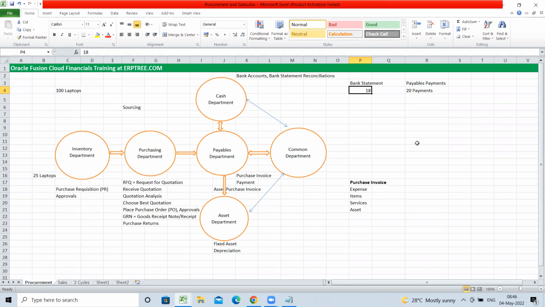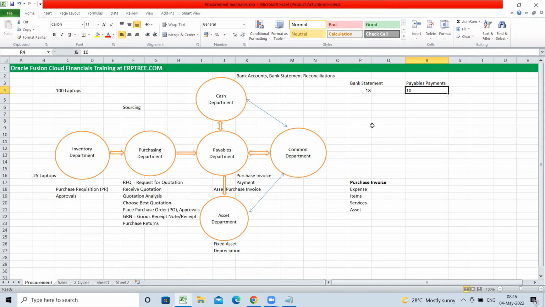Or else take the other case. As per the bank statement, 18 payments are processed, but as per our payables department records, only 10 payments are processed. Now they have to find out the reasons. Whether the payables department issued checks and forgot to record them in their books, or whether any fraud happened in the organization by issuing checks without any supplier invoices. They will look into all those points.